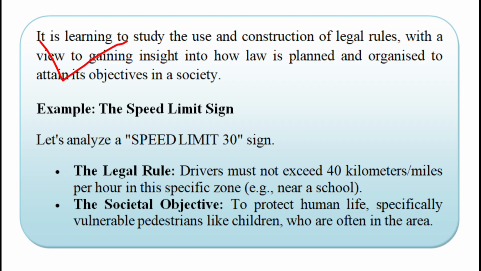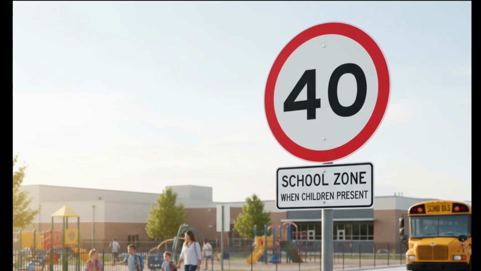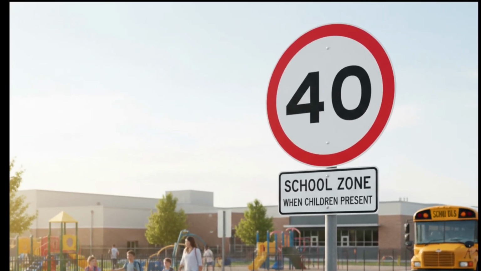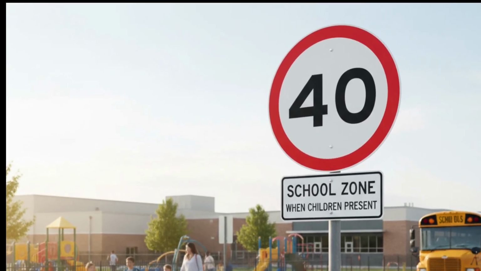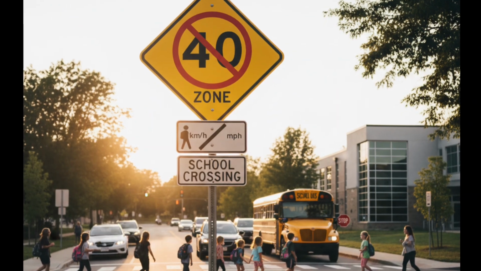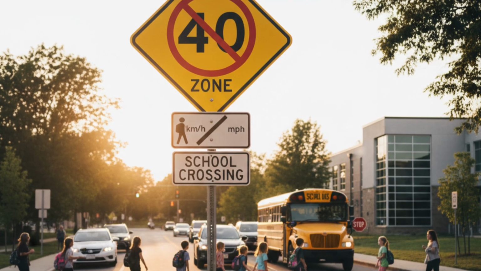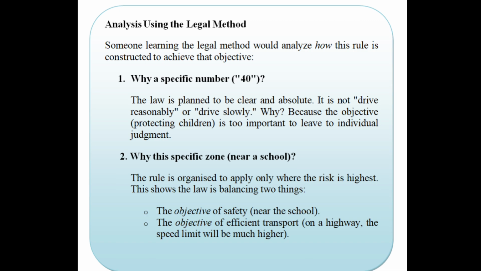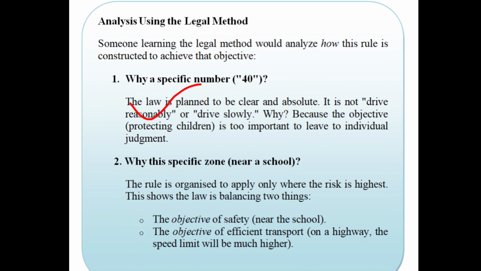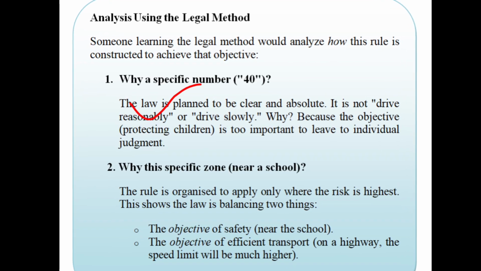Now let's understand how legal rules are constructed, planned and organized to attain their objectives. For example, the legal rule is drivers must not exceed 40 km per hour in the specific zone, that is to say near a school. The societal objective is to protect human life, specifically vulnerable pedestrians like children who are often in the area. Here, someone learning the legal method would analyze how this rule is constructed to achieve that objective.